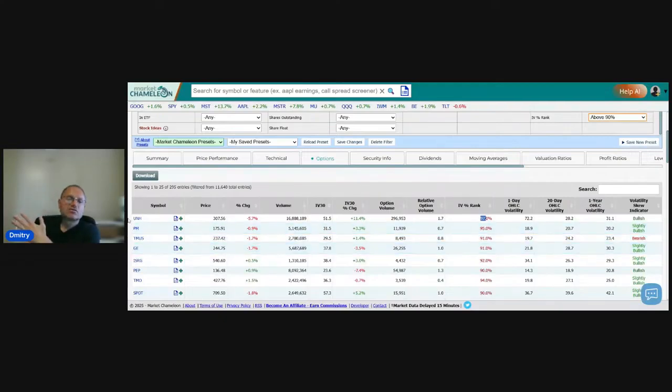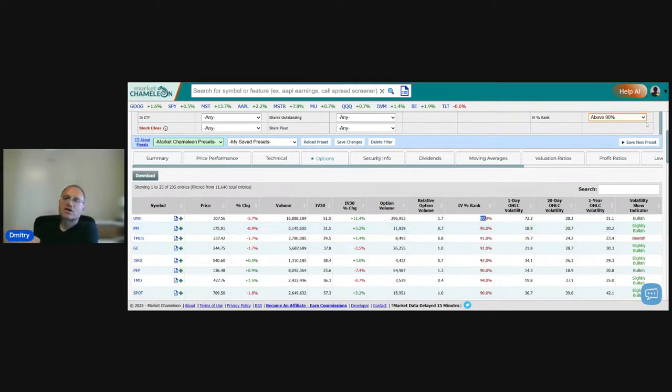Well, you could see here that means, so this is UNH, 97% of the historical observations in the last year were below 51.5, 3% were above. So this is on the higher end. These are on the higher end of the historical range.